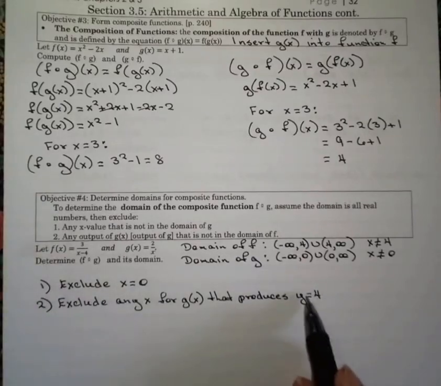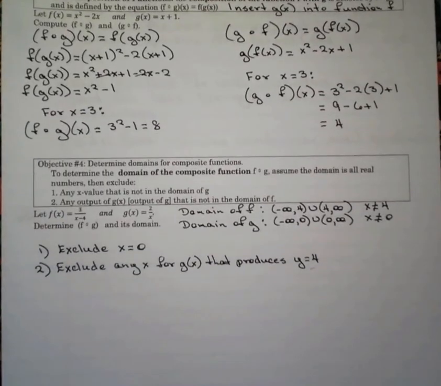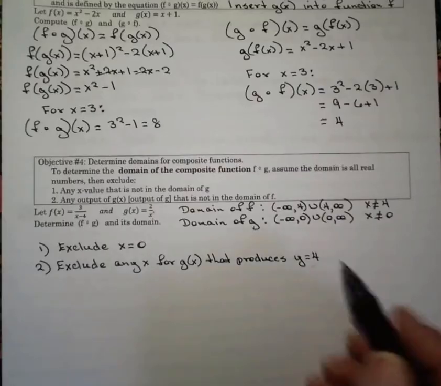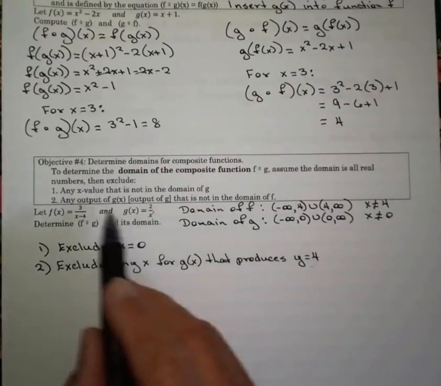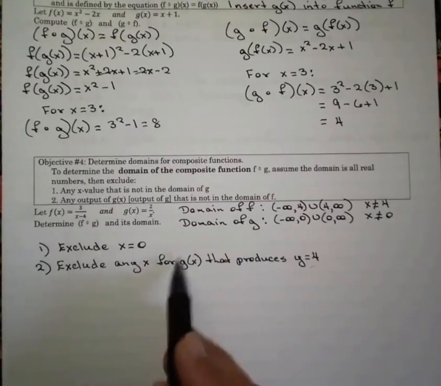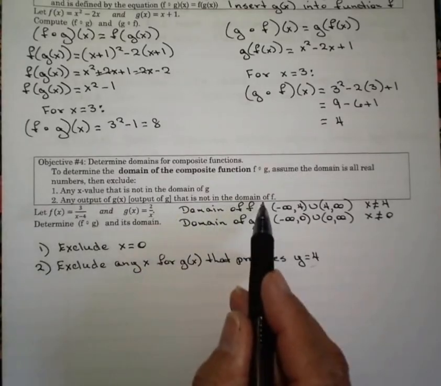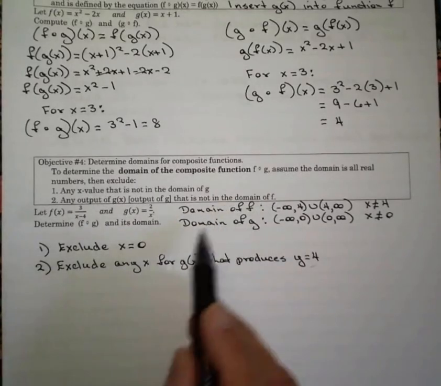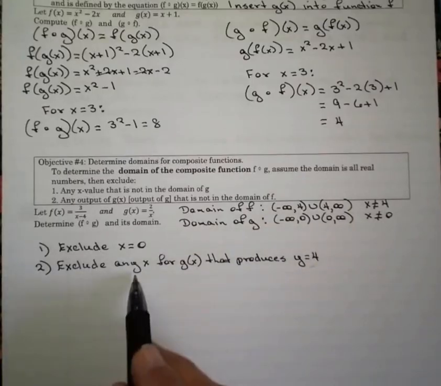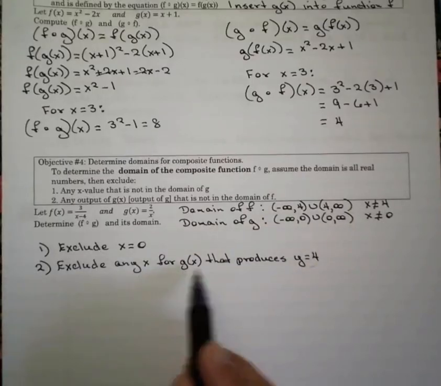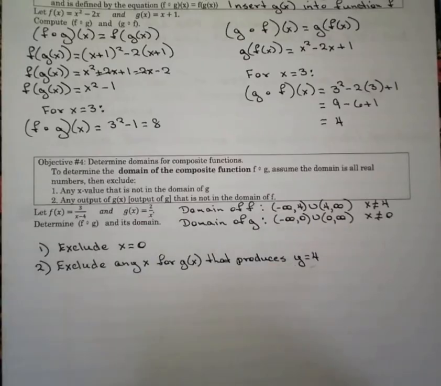Now, why did I say y is equal to? Because y is the output of the function, isn't it? That's what the output of the function is. The input is the x value. So I'm going to have to exclude any output of this g of x function that is not in the domain of f. Well, what's not in the domain of f? What's not in the domain of f is 4. Any output of g of x, any y of 4, is what would have to get excluded here.